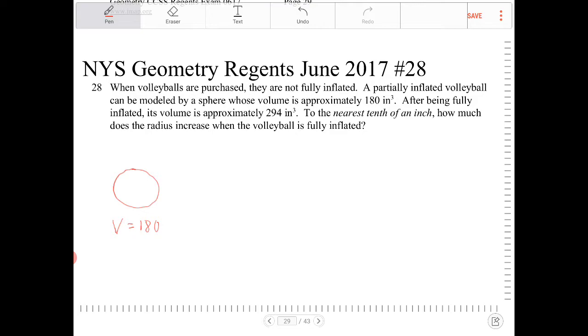And after being fully inflated, the volume is approximately 294. So I have a fully inflated volleyball over here, which is 294. The question is, to the nearest tenth of an inch, how much does the radius increase? So we're looking for the change in radius. Let's say this is R1 and this is R2. We're going to do R2 minus R1. So we're going to find the radius of both of these spheres, in other words.